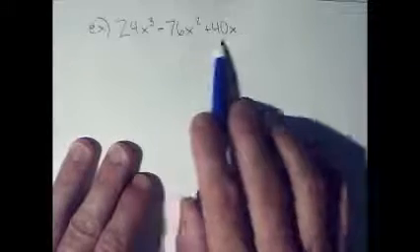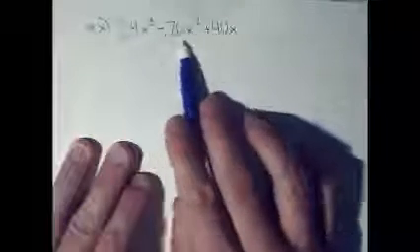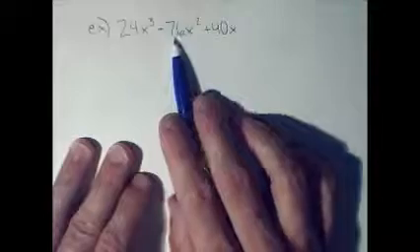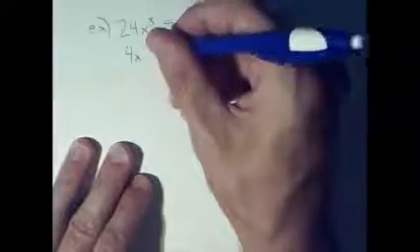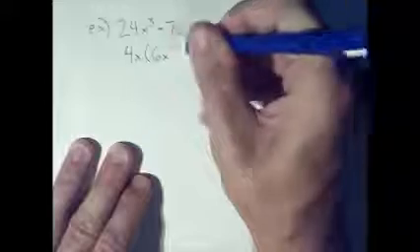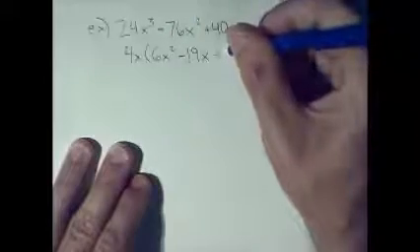I can see 2 goes into everything. There's 4. Yep, 4 will go into everything. What about 6? 6 won't go into 40. Does 8? Nope, 8 won't go into 76. After a little bit of guess and check, 4x, our smallest exponent, ends up being our greatest common factor. When I factor it out, I get a 6x squared, minus 19x, plus 10.